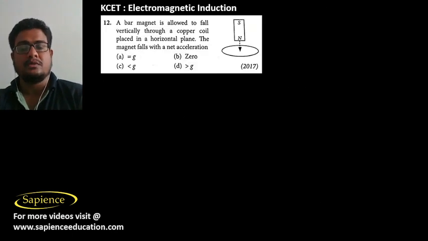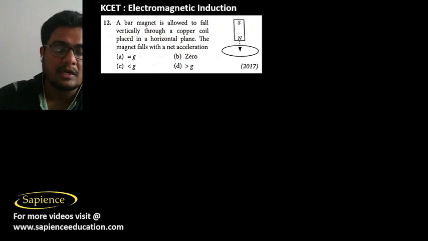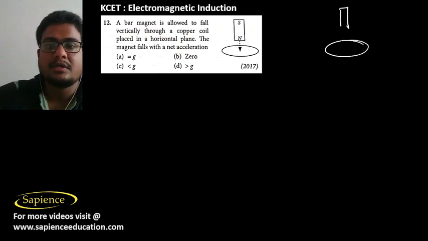Question number 12. It is told a bar magnet is allowed to fall vertically. The bar magnet is allowed to fall vertically through a copper coil.